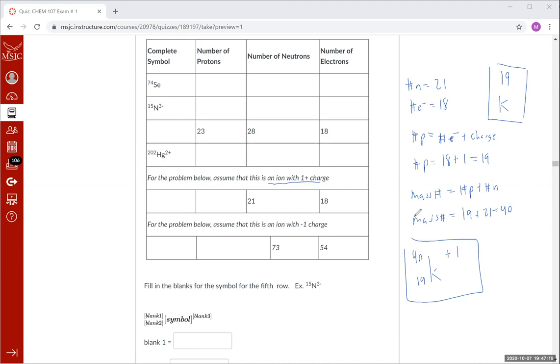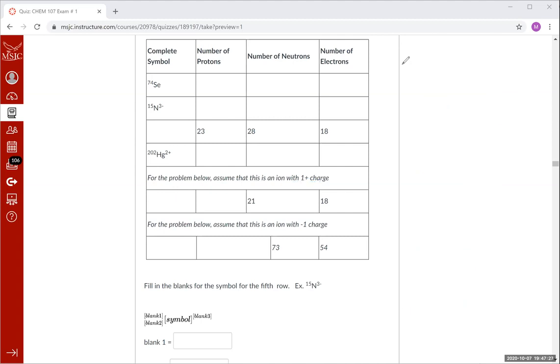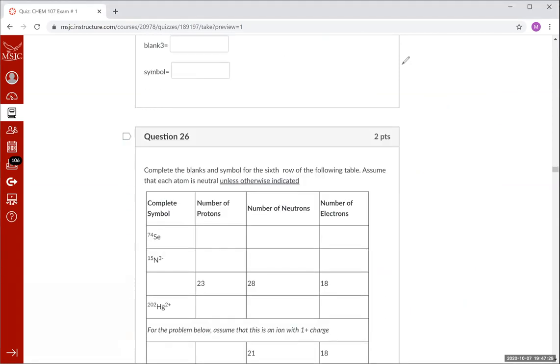Any questions on this example? Okay, let's keep going now. And let's talk about this next example.